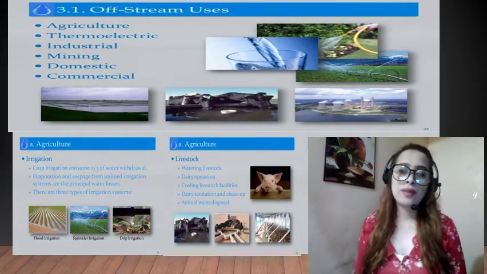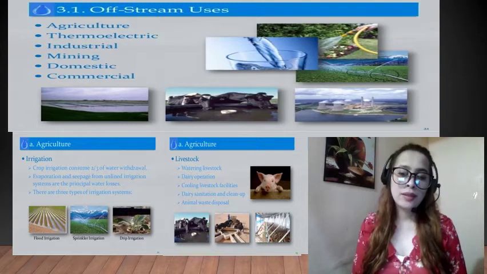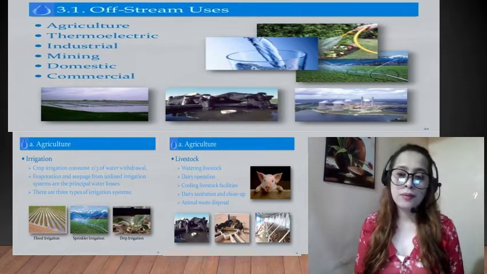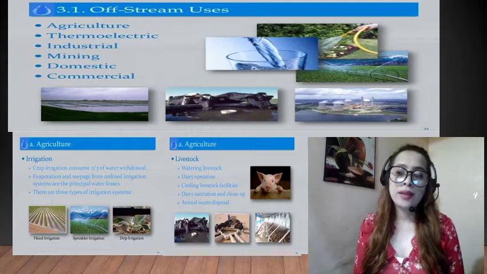Now we have these different uses in agriculture. As you see in the picture, they use water for flood irrigation, sprinkler irrigation, and drip irrigation, all for the benefit of our farmers in the absence of rain. So they have this method for the crops to survive with the use of the irrigation system. And another use in agriculture is also in livestock.